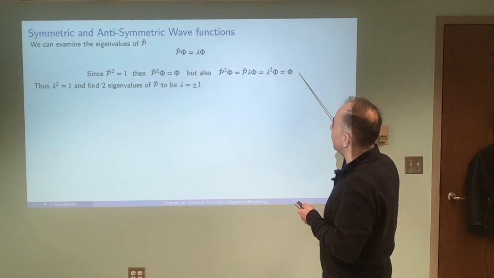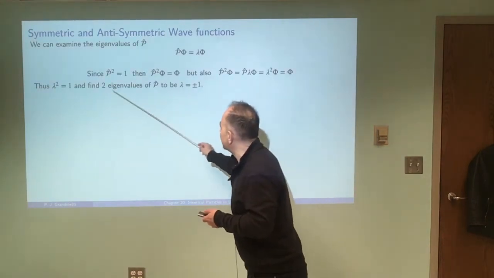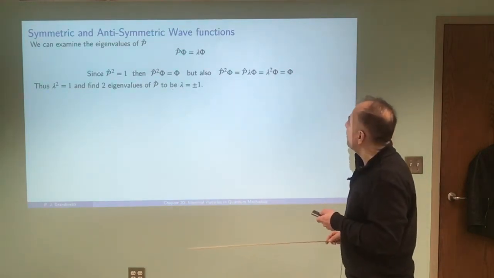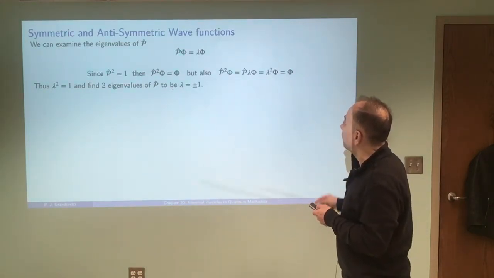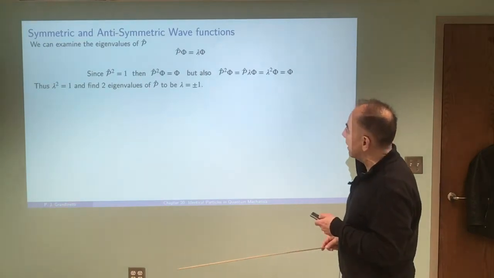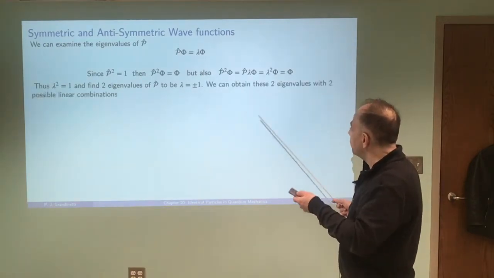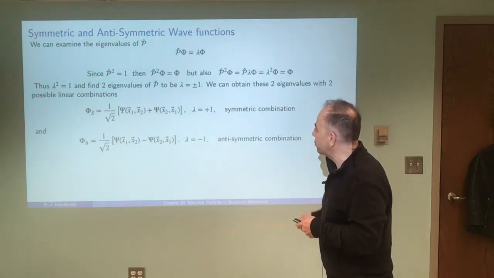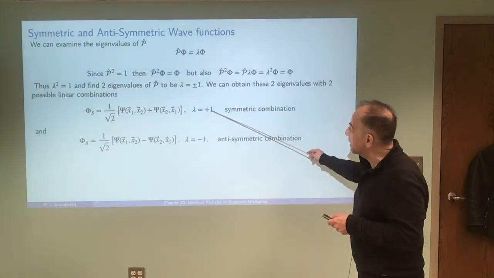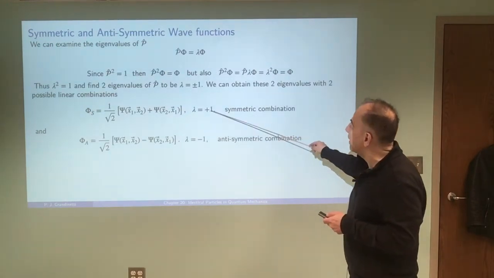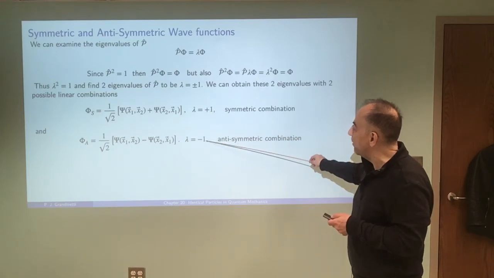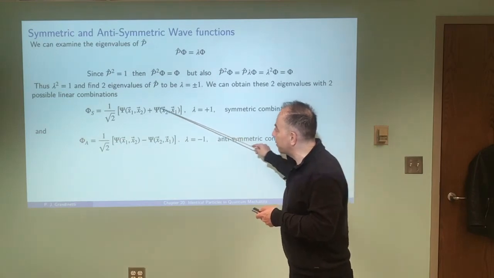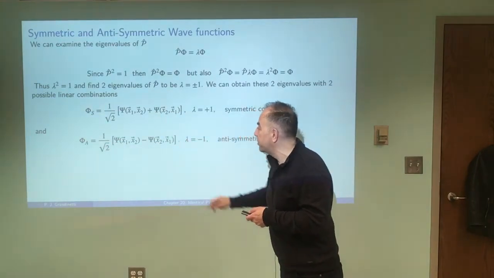So now we have an equation that we can solve and see that our eigenvalues are just plus or minus 1 for this exchange operator. So we have 2 eigenvalues with 2 possible linear combinations. Here's one linear combination, and here's the other. This has an exchange operator eigenvalue of plus 1. This has a value of minus 1. Both of these are eigenstates of the energy operator. So this will be an eigenstate of the energy operator, and so will this one.